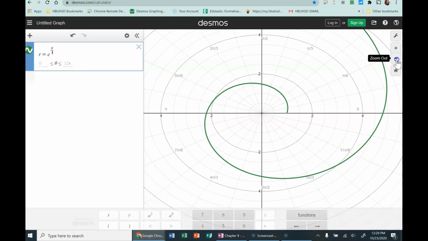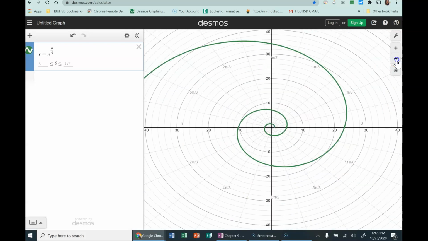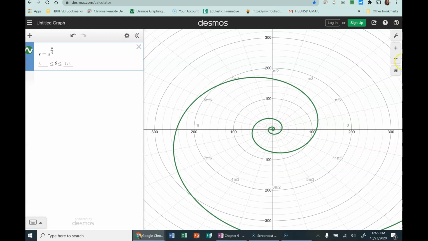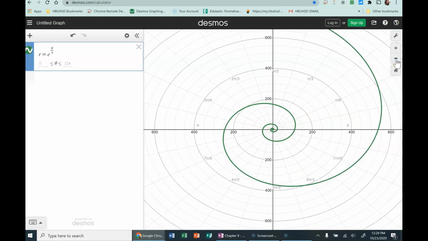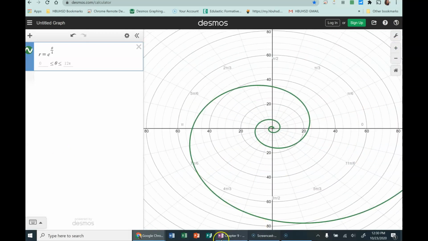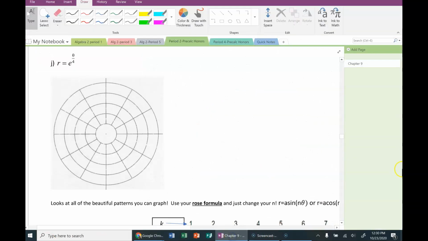So what does this look like? It looks like it keeps going and going and going. Look at that, it's a spiral, right? So the more I zoom out, okay, the more spirals that you will see. So for this one, let me zoom. I just want to sketch a couple of spirals, and we can go back to my paper. There's my paper.